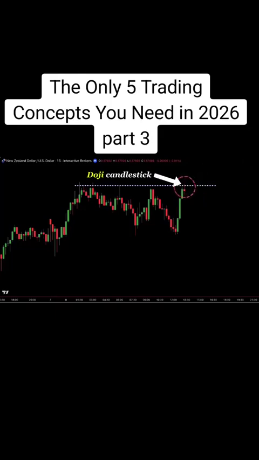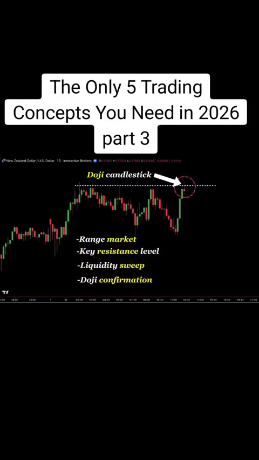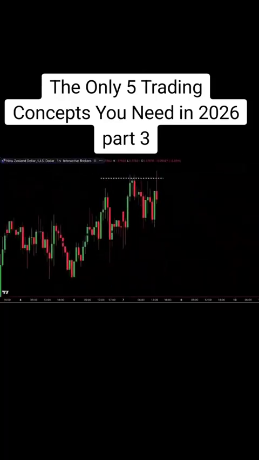Now we have four concepts aligned: range market, key resistance level, liquidity sweep, doji confirmation. And as we said earlier, in a range-bound market, you trade from the boundaries. So here all the criteria are met to look for a sell after the doji forms. There's only one last thing to check. Since we are trading on the 15-minute, our higher time frame is the 1 hour. Let's switch to the 1 hour chart.